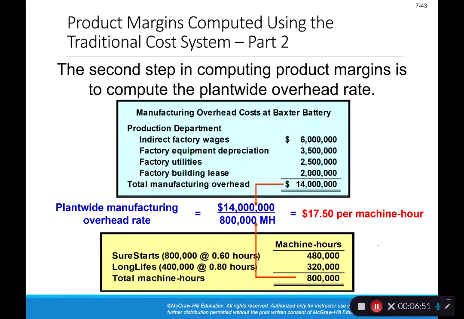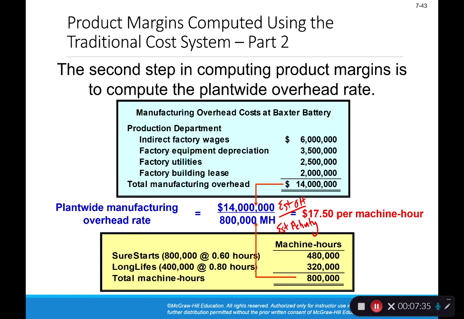So if we estimated our total manufacturing overhead for the year would be $14 million, and we're driving it based on one driver, in this case machine hours, we take our estimated overhead divided by our estimated activity to get our allocation rate for the company overall, which comes out to $17.50 per machine hour. Certainly that's a lot easier than ABC costing. It's one step. You've got all your overhead in one big bucket. You take that overhead divided by one driver, and boom, you've got an activity rate that can be used for the company overall. One step and we're done.